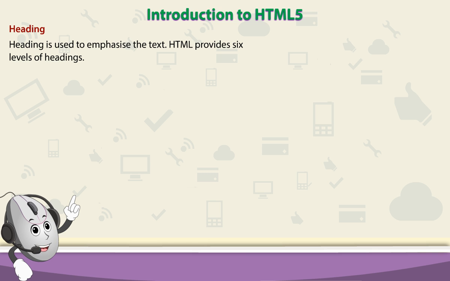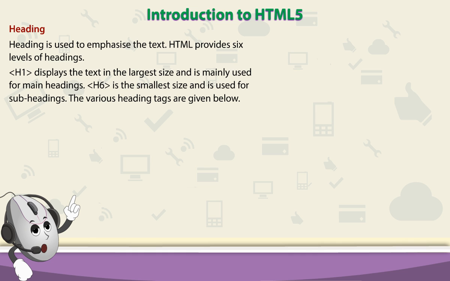Heading. Heading is used to emphasize the text. HTML provides 6 levels of headings. H1 displays the text in the largest size and is mainly used for main headings. H6 is the smallest size and is used for subheadings. The various heading tags are given below.